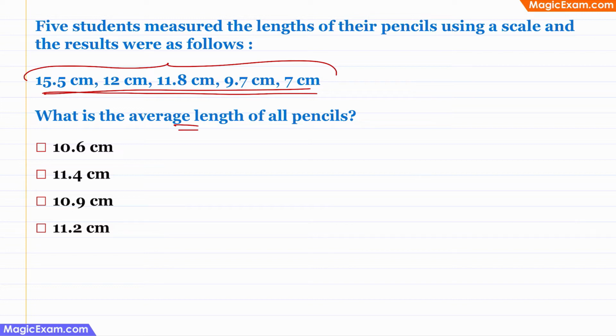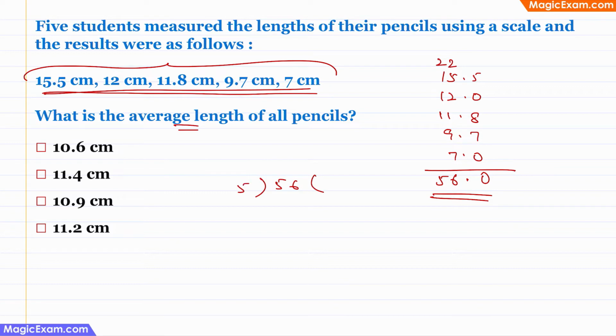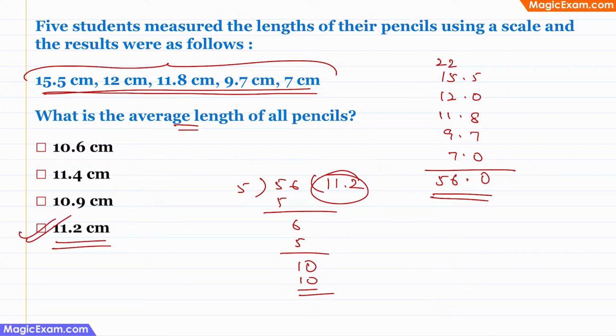So if we add 15.5, 12, 11.8, 9.7 and 7, right? So we will get 0, 2, then 6, 5. So we'll get 56 here. Now we have to divide this 56 by 5. So 5 ones are 5, 5 ones are 5, 0, then 5 twos are 10. Which means the answer is 11.2. So 11.2 is the correct answer.